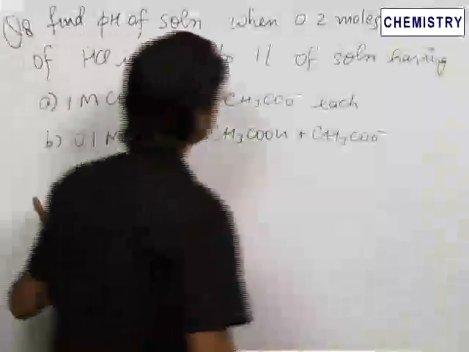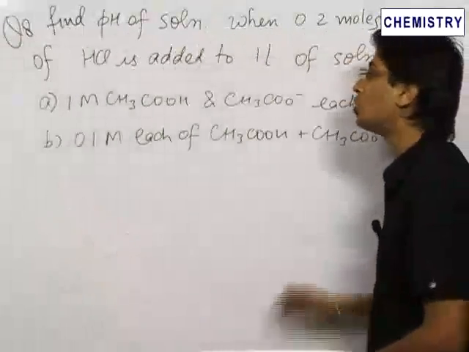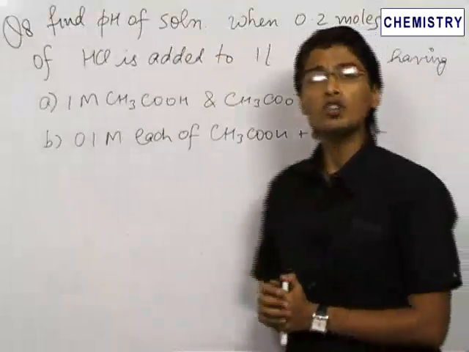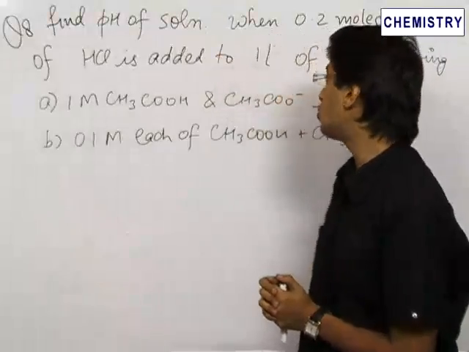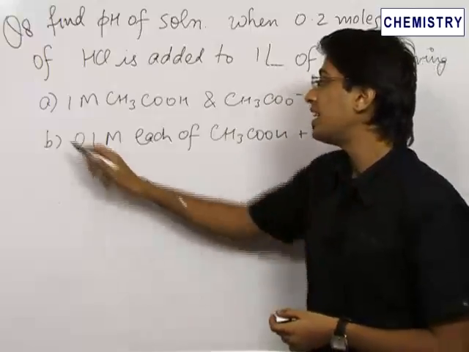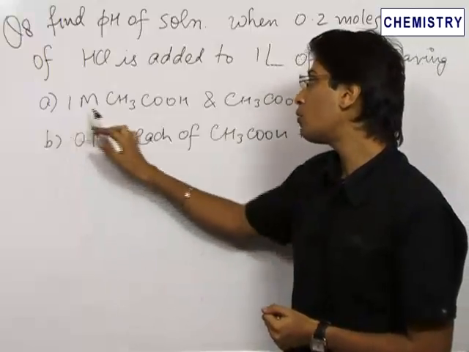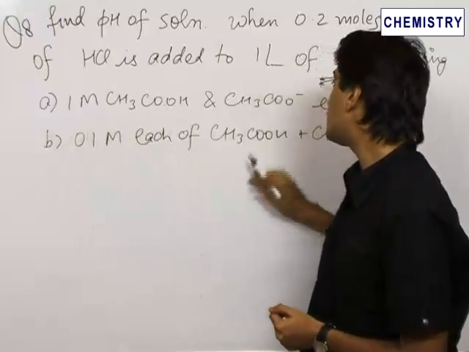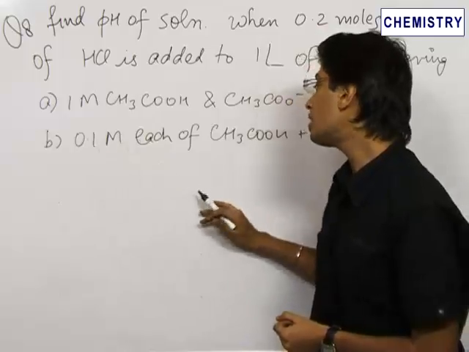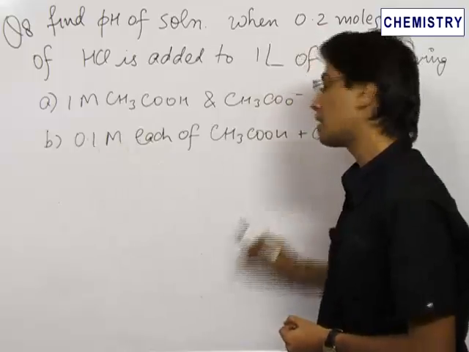The next problem which we have is a pretty interesting problem of ionic equilibrium. We need to find the pH of a solution when 0.2 moles of HCl is added to a 1 liter solution containing, first part, 1 molar acetic acid and 1 mole of acetate ion, and secondly 0.1 molar acetic acid and 0.1 molar acetate ion.